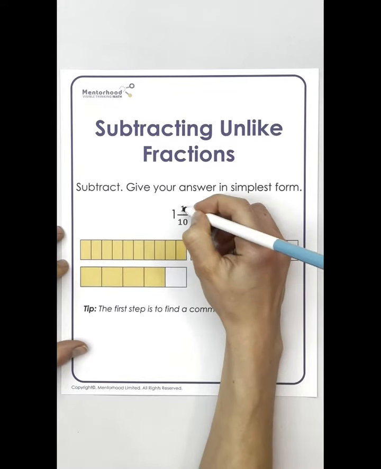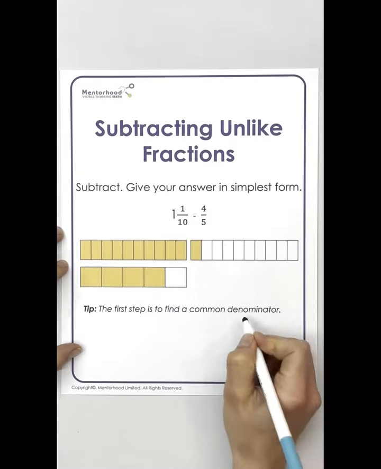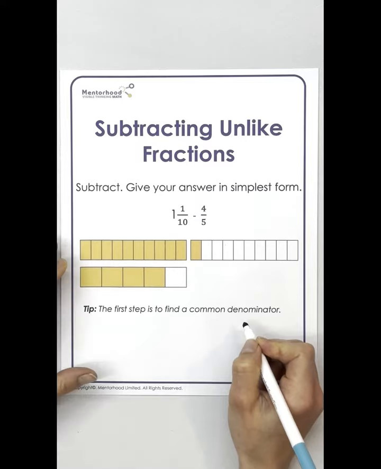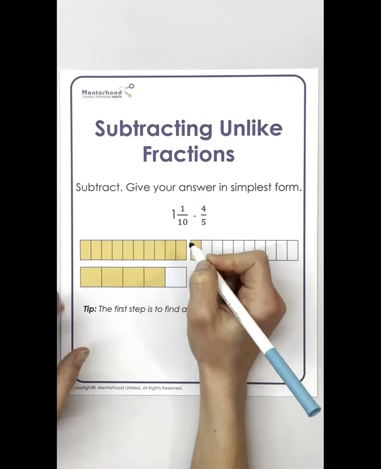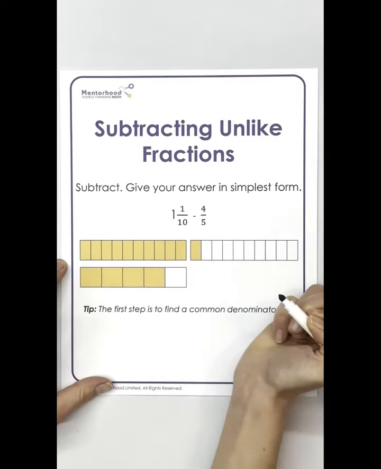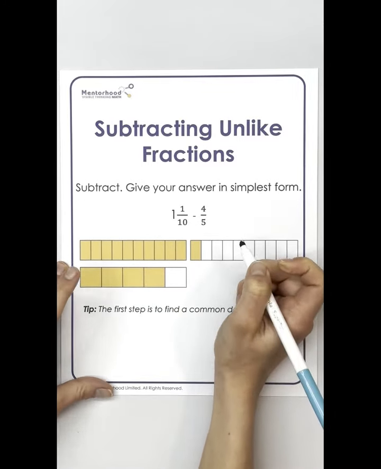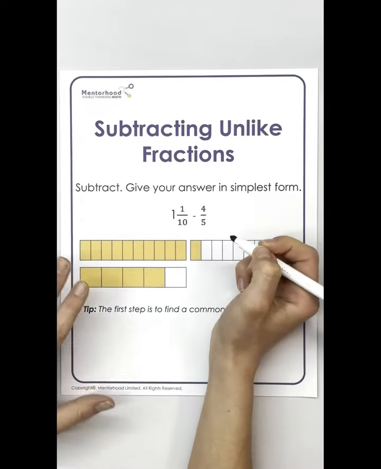So 1 and 1/10. The first step is to find a common denominator. How do we find a common denominator? We find something with both of our denominators that appears on both of their times tables. Is there something that appears on both the times tables for 10 and 5? Well, yeah, there's 10. That's on both of their times tables. This one's already in tenths, so I don't need to worry about that one.